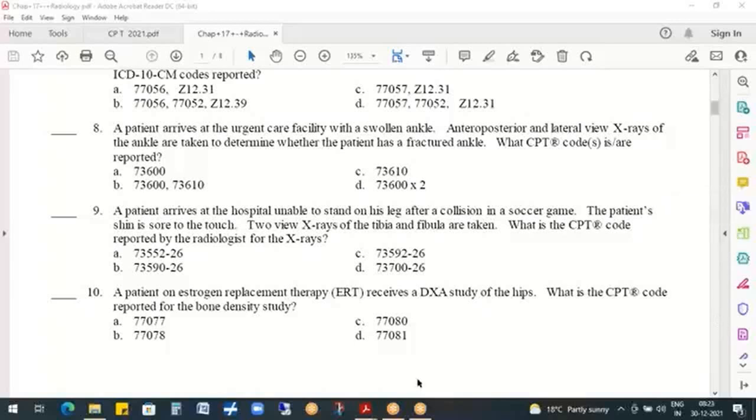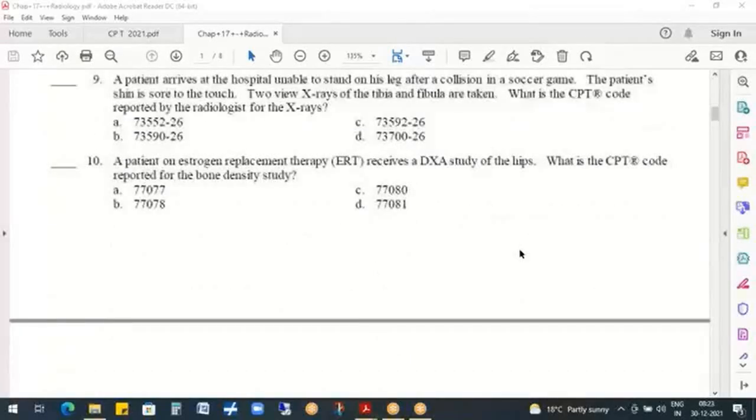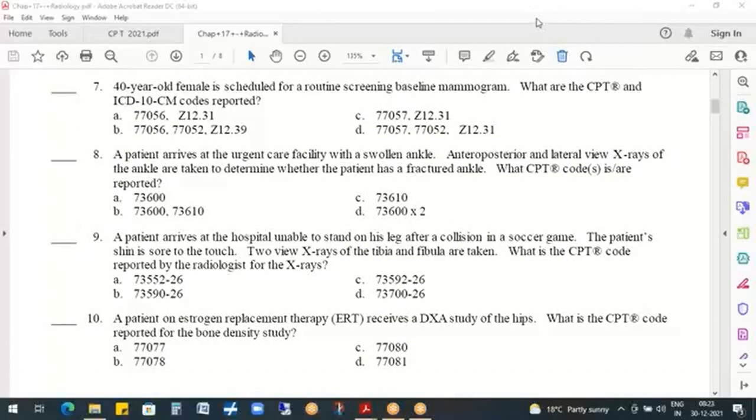Any doubts? Sir, anterior hyphen posterior, 2 views. Yes. And posterior, 2 views. Any doubts in question number 8? Anterior hyphen posterior, 2 views. Yes.